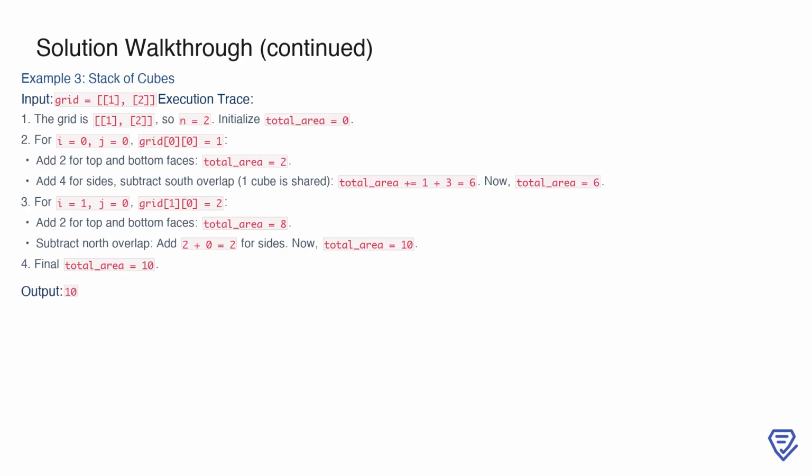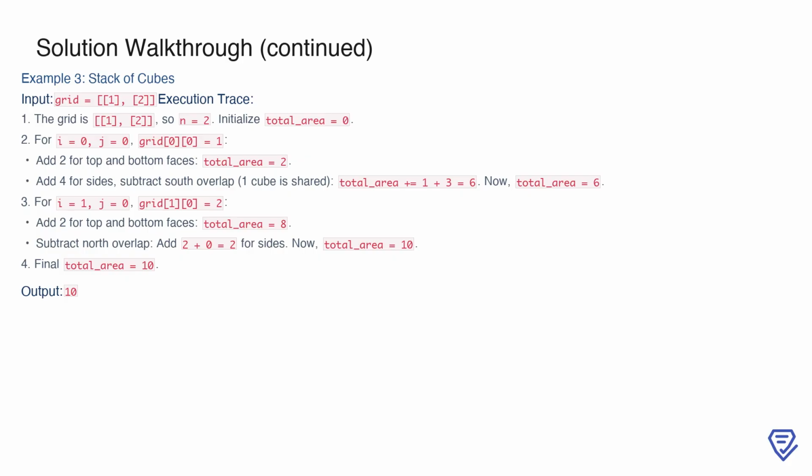The input grid is a 2 by 1 matrix, where the first row has a height of 1 and the second row has a height of 2. At position 0, 0, the height is 1. We add 2 for the top and bottom faces. For the side faces, the north, west, and east sides are fully exposed, contributing 3 units, while the south side overlaps with the cube below. Since the overlap covers the entire height of the top cube, we don't add any area for the south face. This gives a total area of 6 so far.